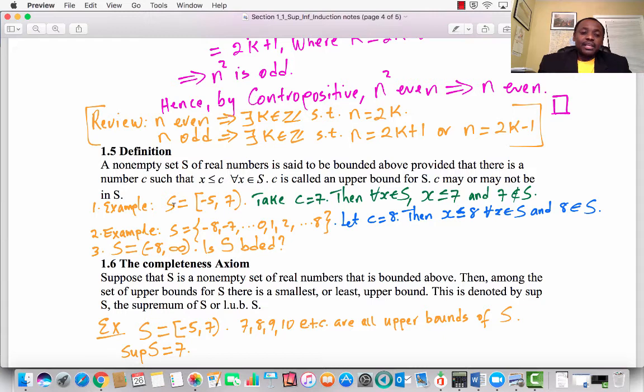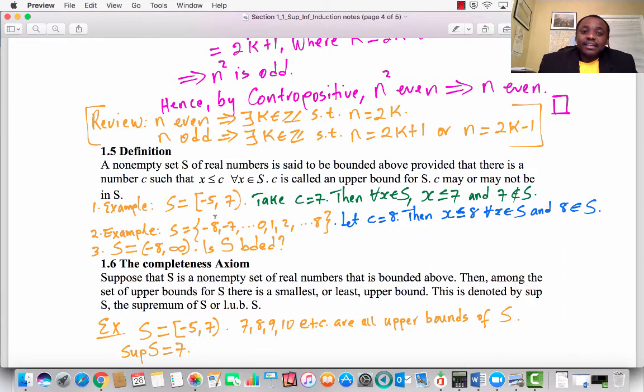For example, take the set S equals closed at -5, open at 7, and let our C be 7. Then you would observe that for every x in S, x is less than or equal to 7. So 7 is an upper bound for this set S. So yes, S is bounded above. In particular, I want you to observe that 7 is not even an element of that set.